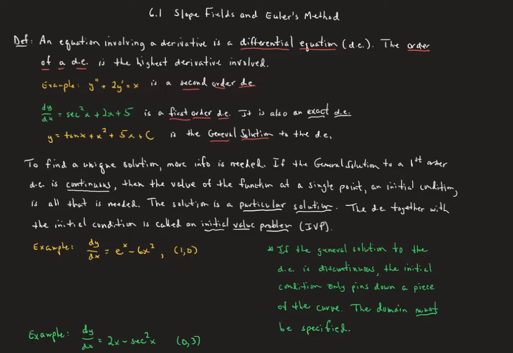An equation involving a derivative is known as a differential equation, which is commonly abbreviated as a DE. Sometimes you may hear it as an ODE, an ordinary differential equation. The order of a differential equation is the highest derivative involved. So for example, y double prime plus 2y prime equals x is a second order differential equation because there's a second derivative in there. dy/dx equals secant squared x plus 2x plus 5 is a first order differential equation because there's only a first derivative.